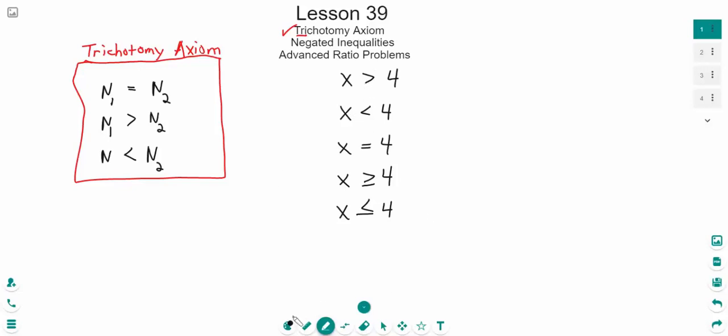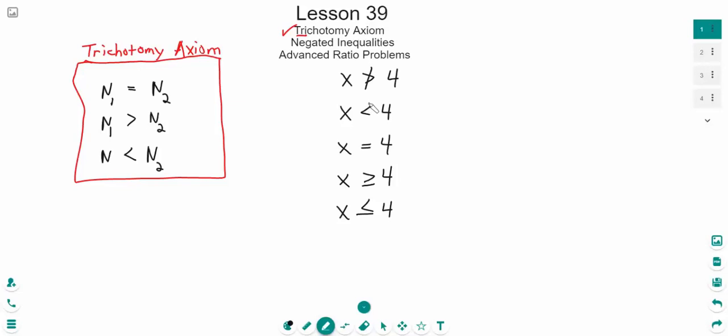We can also go one step further and introduce one more symbol, and that is the slash. So if we have x is greater than 4, and then we draw a slash through this, that would indicate that this inequality, greater than, is not true. So the way we would read this is x is not greater than 4.